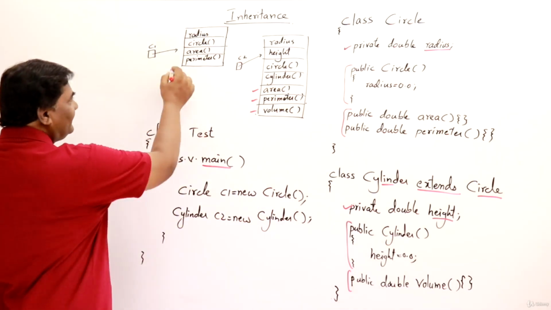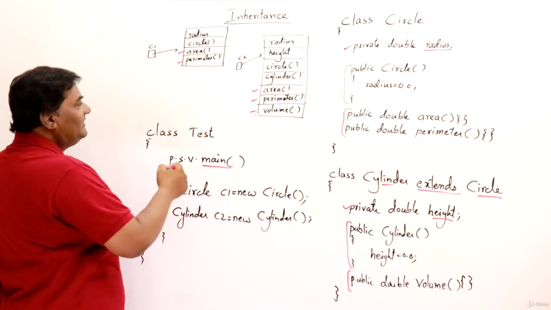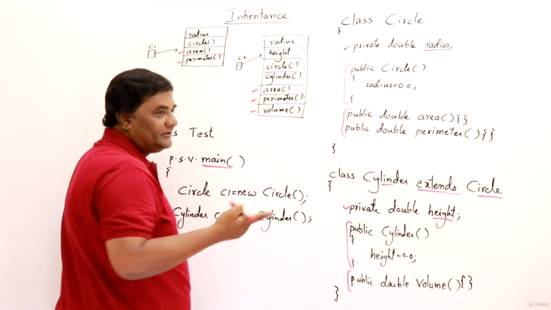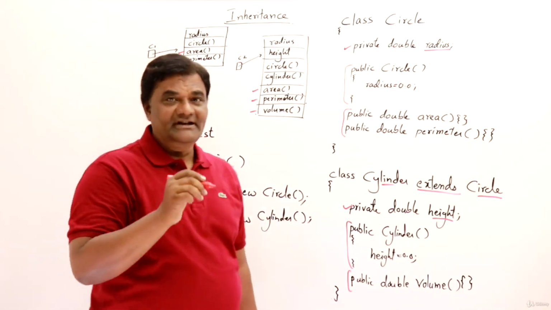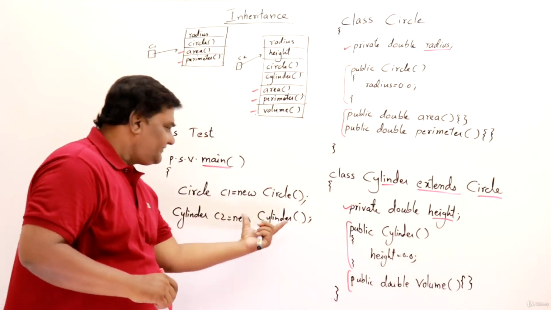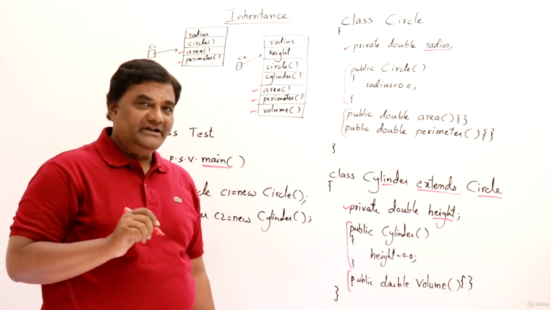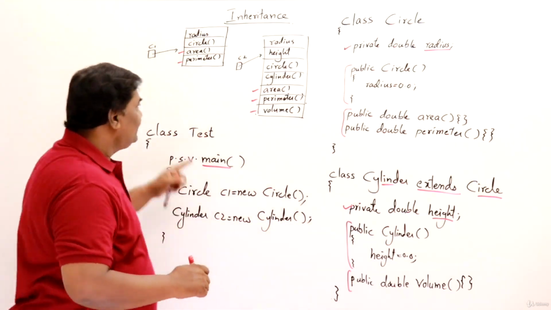From here I can call the methods area and perimeter. Constructors will be called automatically. So here also constructors will be called automatically. We don't call them explicitly. When we create the object, we say that we are calling a constructor, so that constructor will be called automatically. Then after that, we can call these methods.